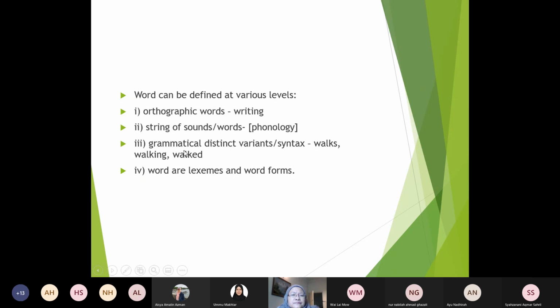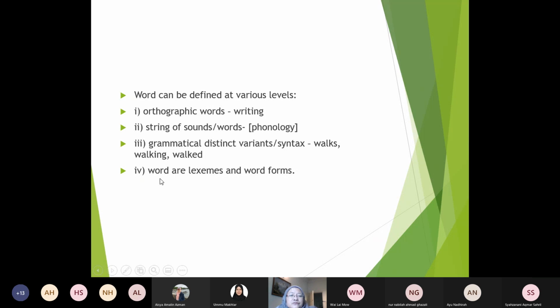And then they are also considered grammatical distinct variants in the area of syntax. So for example, when you say "he walks to school", "he is walking to school", "he walked to school", these words are different due to the relationship of tense. This is simple present, this is progressive, and this is past tense. So the grammatical distinct variants, and each of these are words: walks, walking, walked.